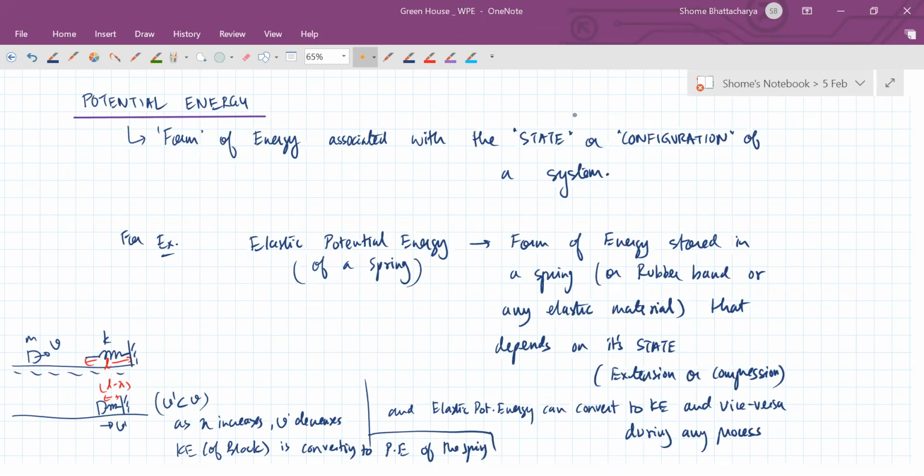Elastic potential energy of the system. The definition is written here itself. Just note it down.